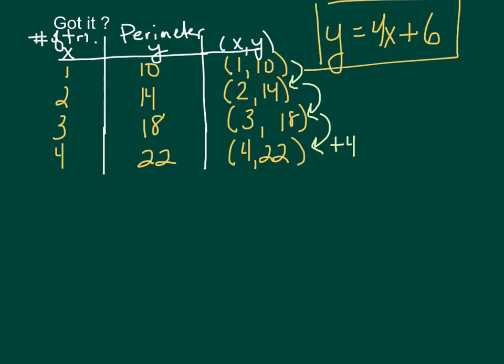So in words, what's happening? This is important. The words are showing that you multiply the number of triangles by 4 and add 6. So that's what words mean. You multiply the number of triangles by 4, and you add 6. So now that's our equation, and that was your words.